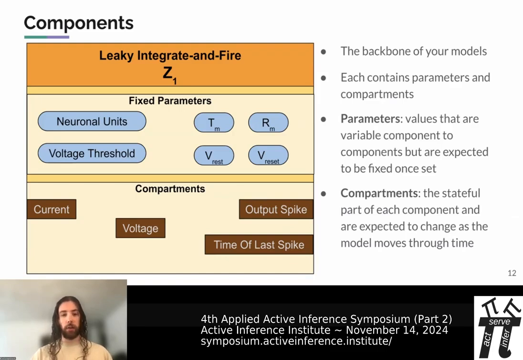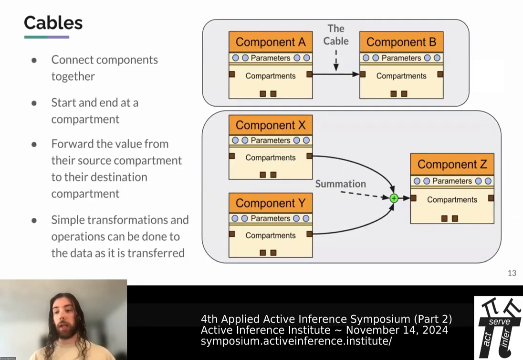Now what we're going to talk about is cables. Cables can be a little bit confusing at first. Cables are what actually connect our components together. If we look at the top, we have component A and component B, connected with the cable. We have our output compartment, which is the brown box on the right side of component A, and then we have our input compartment on the left side of the compartment's box for component B. And then they're connected with this cable.